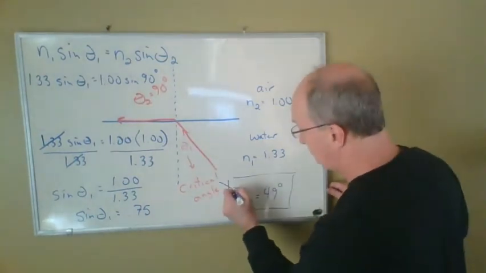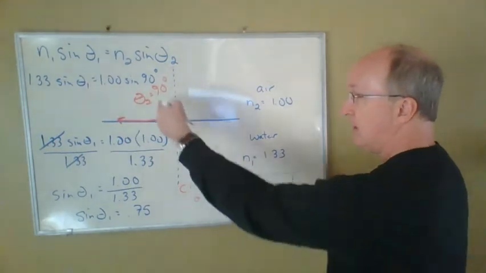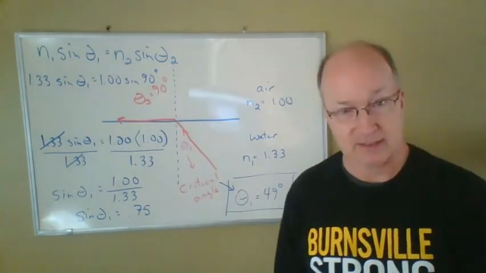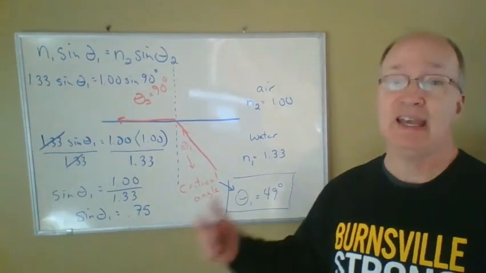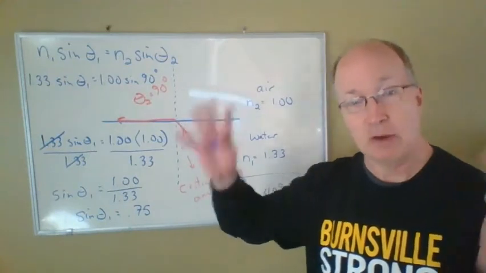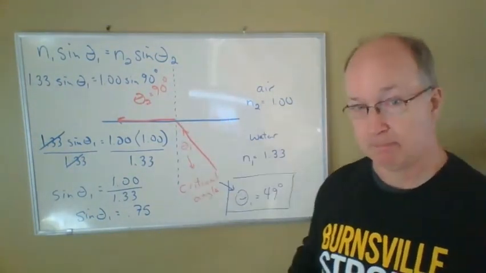And that's what this is called. This is the critical angle for light leaving water into air. At 49 degrees, light no longer gets out. Less than 49 degrees, it gets out. At 49 degrees or larger, it does not get out. And what we have is total internal reflection.